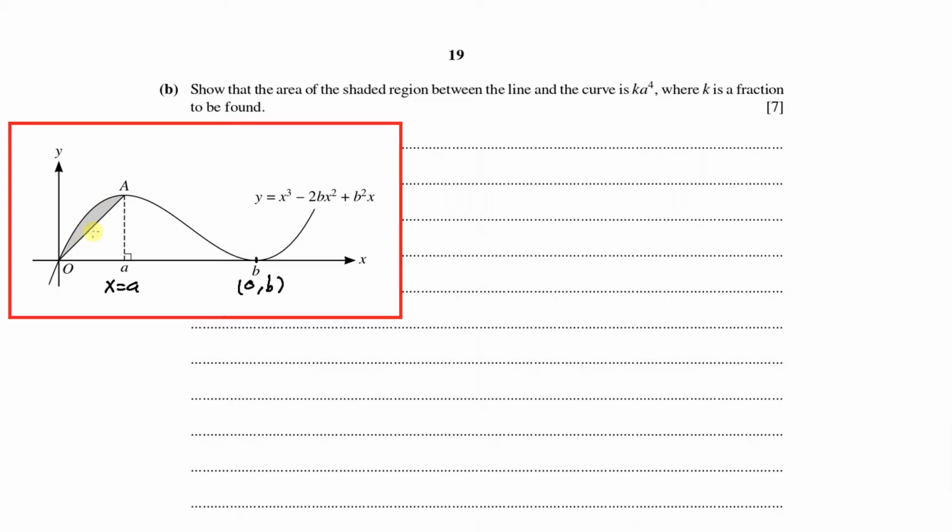To find the area of the shaded region, I will first have to find the area under the curve. So I'm saying the shaded region area is equal to the area under the curve from 0 to a, minus the area under the triangle, also from 0 to a. So we're going to start with the area under the curve.